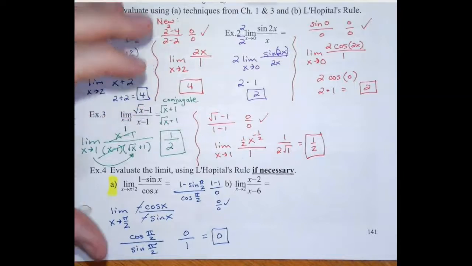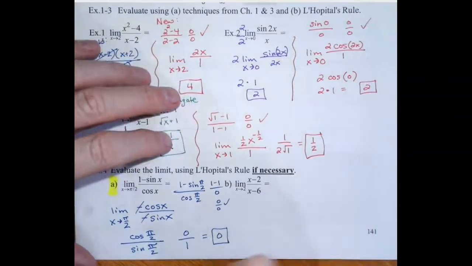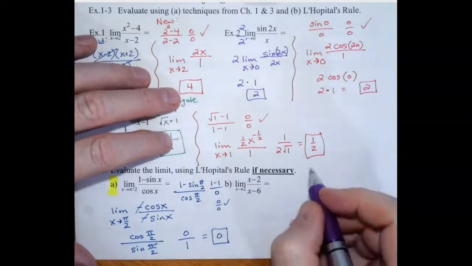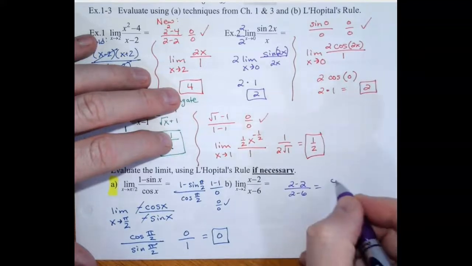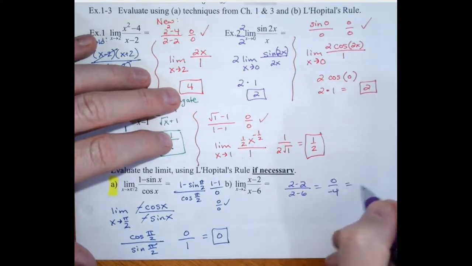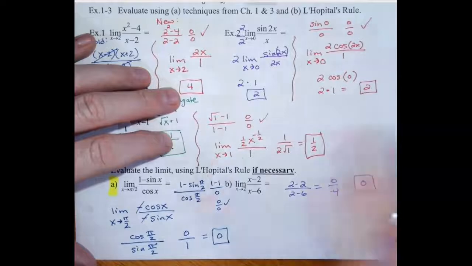Now, let's try this one. So if we use direct substitution, that's 2 minus 2 and 2 minus 6. So that's 0 over negative 4. That's just 0. We're done.